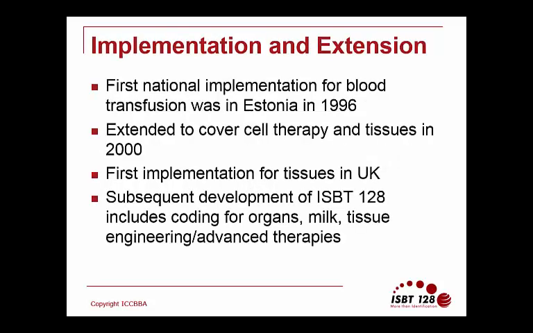The first national implementation of ISBT 128 for blood transfusion was in Estonia in 1996. It was realized that the system was flexible enough to cater for other donated products, and in 2000 the standard was expanded to include cell therapy and tissue products. The first implementation for tissue products was in the UK. Subsequently, the standard has been expanded to include coding for organs, milk, and tissue-engineered and advanced therapies products.